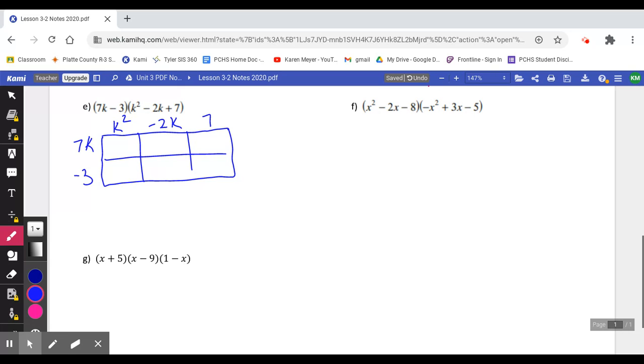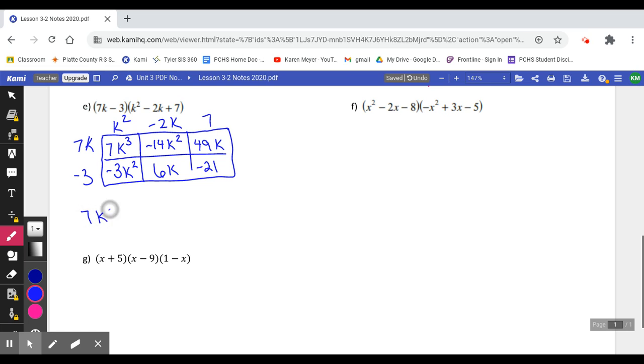So now we're just going to multiply. So 7k to the third. Remember, when you're multiplying, add your exponents. Minus 14k to the second. 49k. Negative 3k squared. Positive 6k. And negative 21.